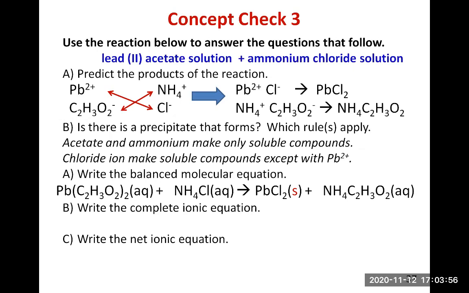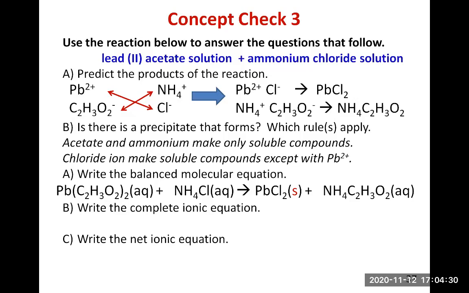Then the ammonium chloride. Ammonium has 1 positive charge, and chlorine as an ion has 1 negative charge. One of each will make a neutral formula, so it's NH4Cl, also an aqueous solution. And then they react together to make PbCl2, and that's a solid. We've seen how it is insoluble. Plus the ammonium acetate, NH4C2H3O2, and that's also an aqueous solution because it's soluble.